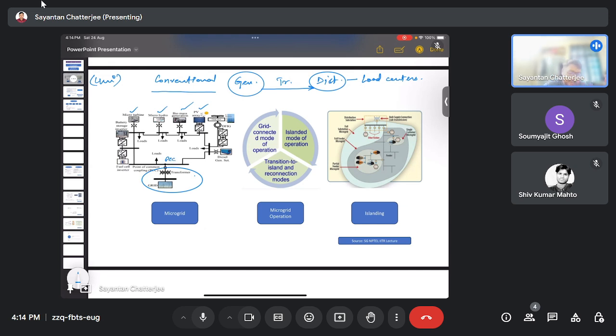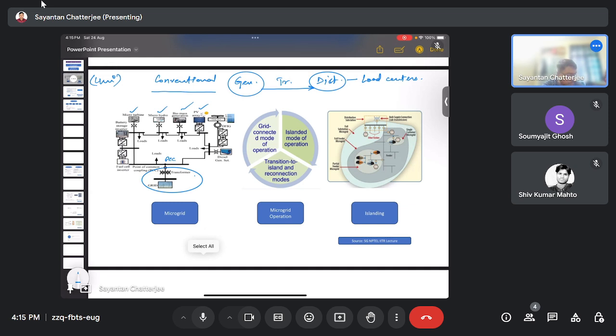So we already have the grid side, but here we have a breaker. Whenever it is required, if any kind of fault happens on the grid side, it can directly cut this line at the point of common coupling, and after that the microgrid becomes isolated and can be operated in islanded mode.